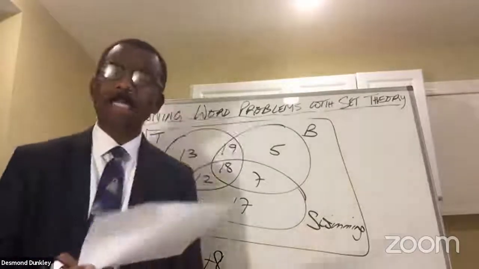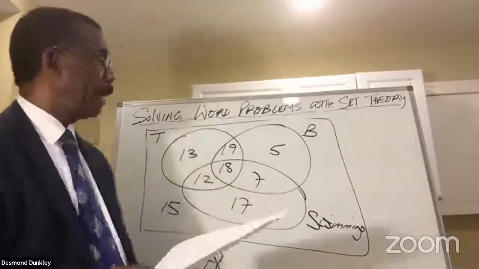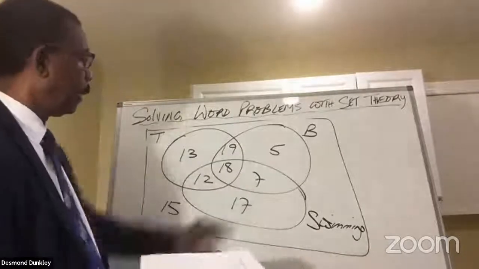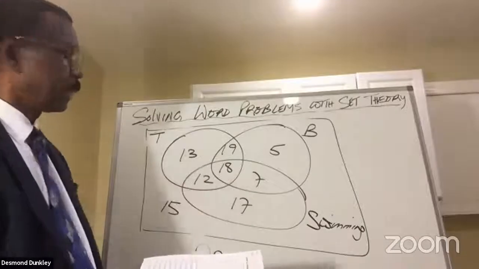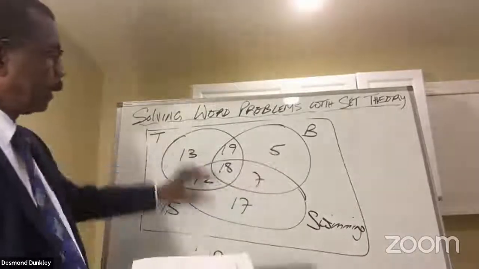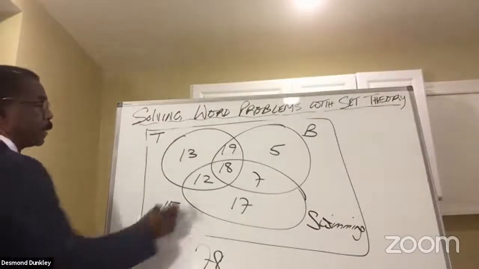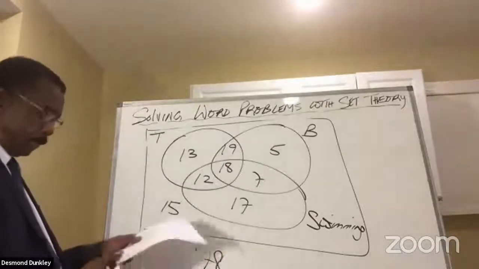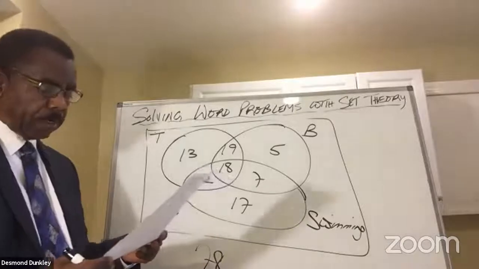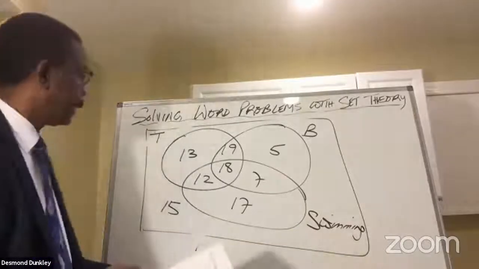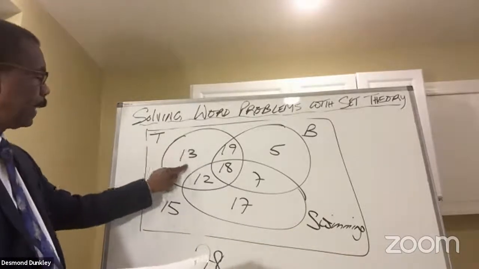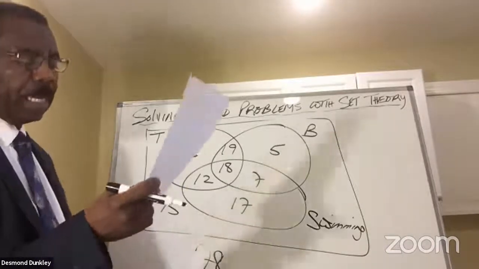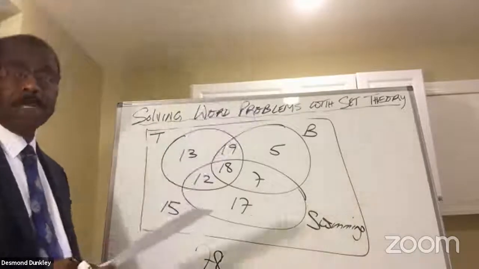How many students like tennis or badminton? Tennis or badminton. So it has to be 1, 2, 3, 4, 5, 6. We have to total these 6 areas. Okay, this is 30 and 20, 50, 69, 74. And then how many students only like tennis? Only tennis, 13.